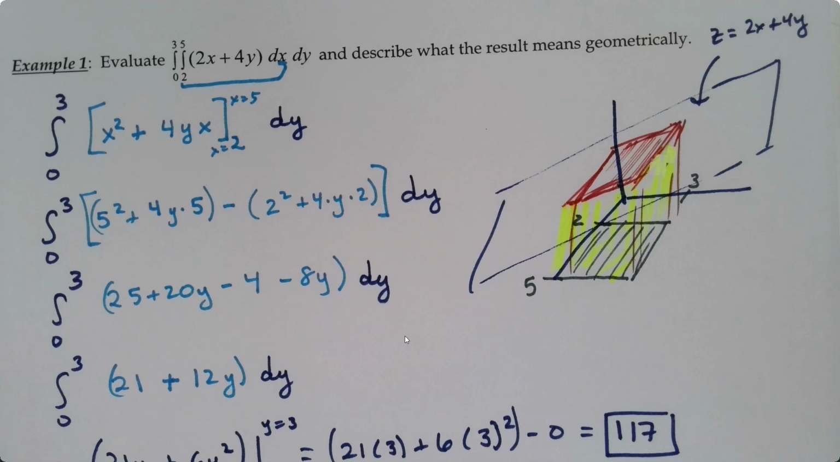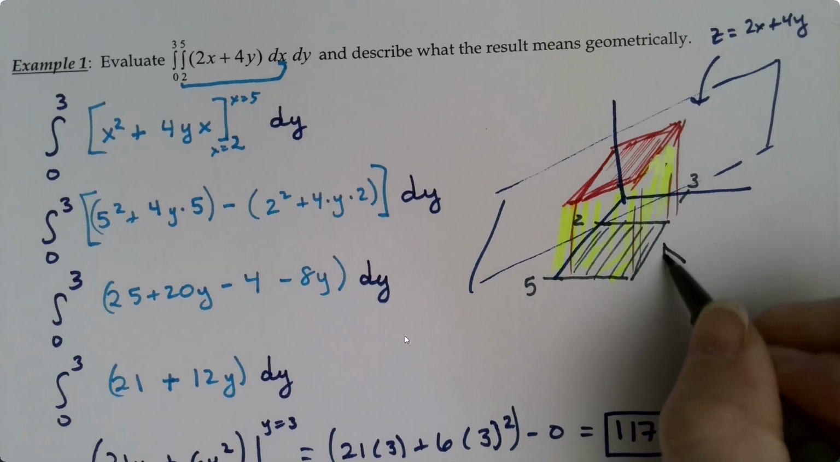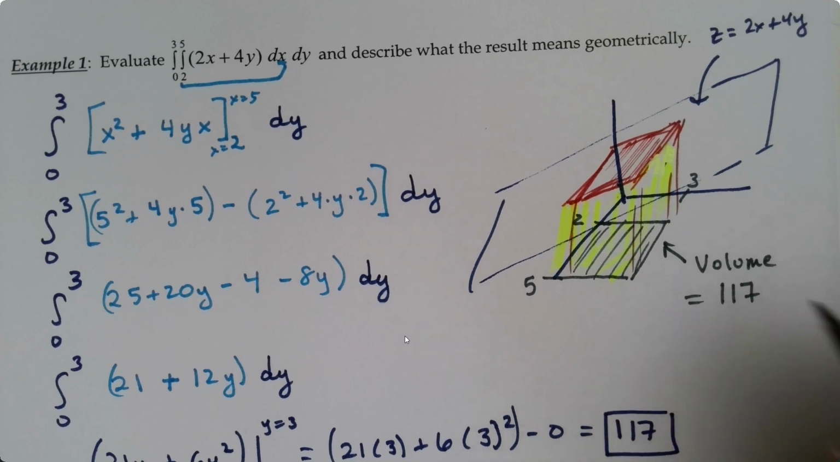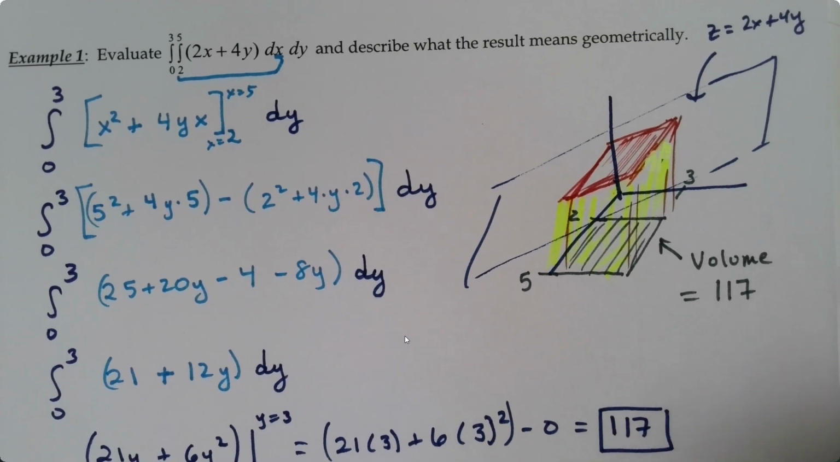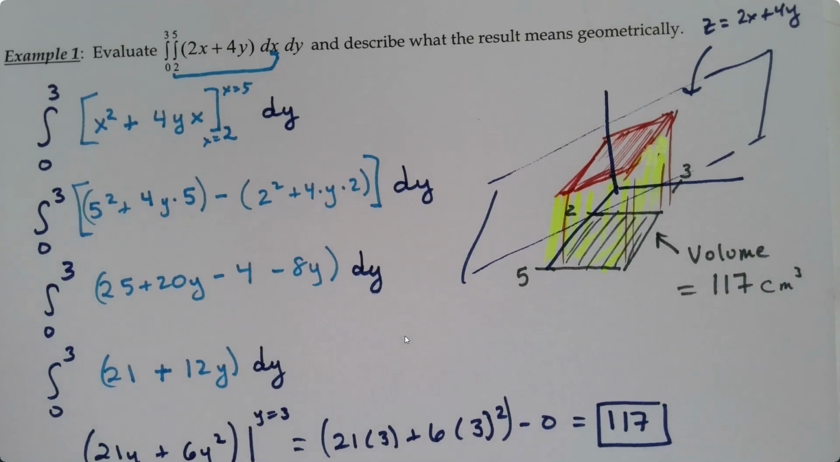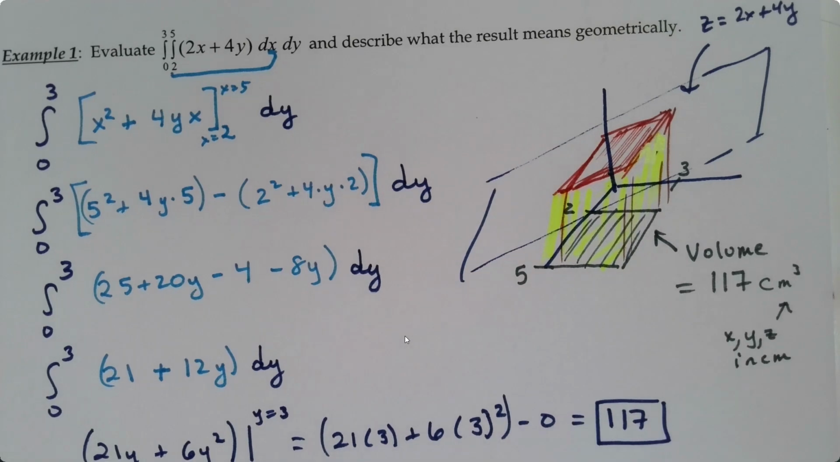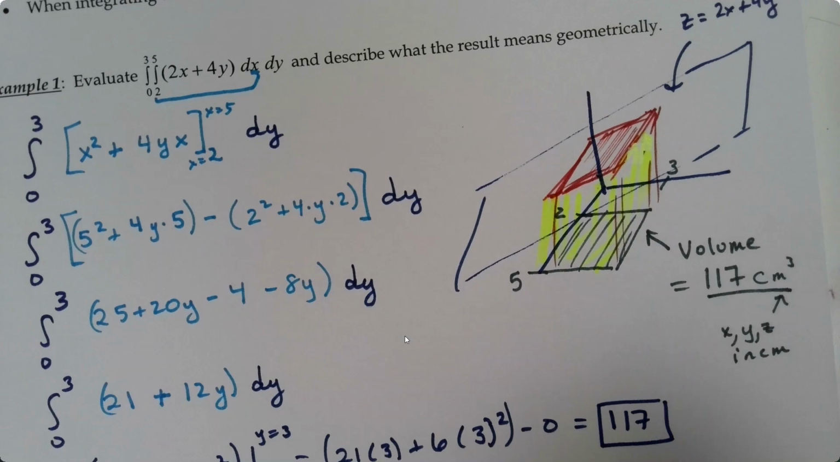The volume of that piece is 117. Now, if this was in, let's say, centimeters, for example, it'd be centimeters cubed or inches cubed, right? So if x, y, z are in centimeters, then the volume would be 117 centimeters cubed.